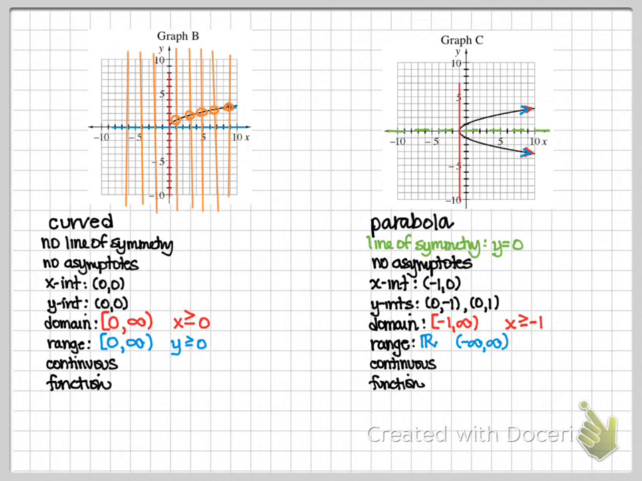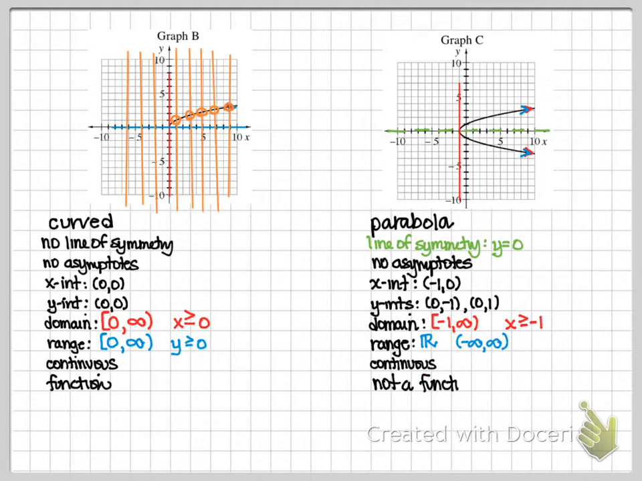Parabolas don't have asymptotes. The x-intercept, there's only one of them here. It's (-1, 0). The y-intercepts are (0, -1) and (0, 1). As soon as you see that there are two y-intercepts, it's a dead giveaway. This thing is not a function. Wow, why did I write that it was? Okay, so let's go ahead and change that down here at the bottom. This is definitely not a function.